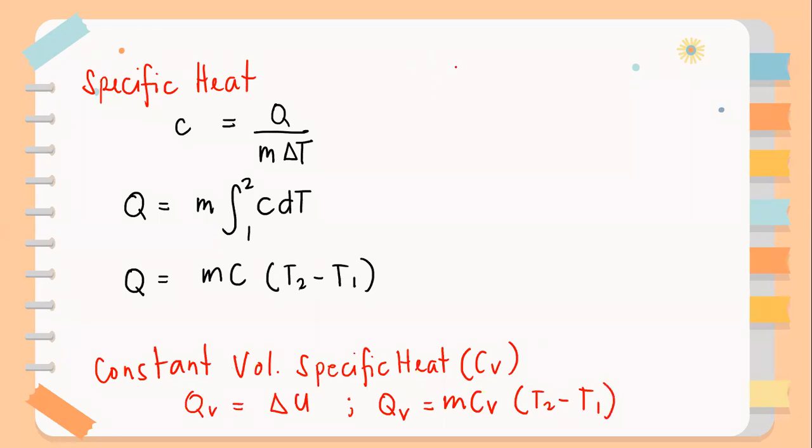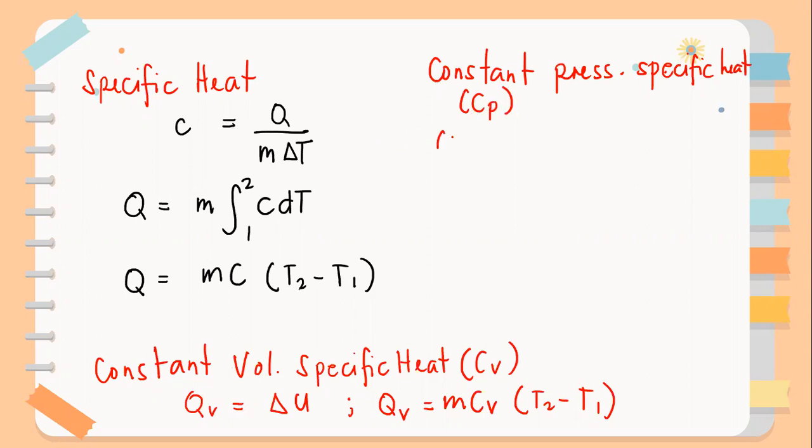Then we have the constant pressure specific heat. The symbol is Cp. The heat at constant pressure is equal to delta H, where delta H is equal to mCp(T2 minus T1).